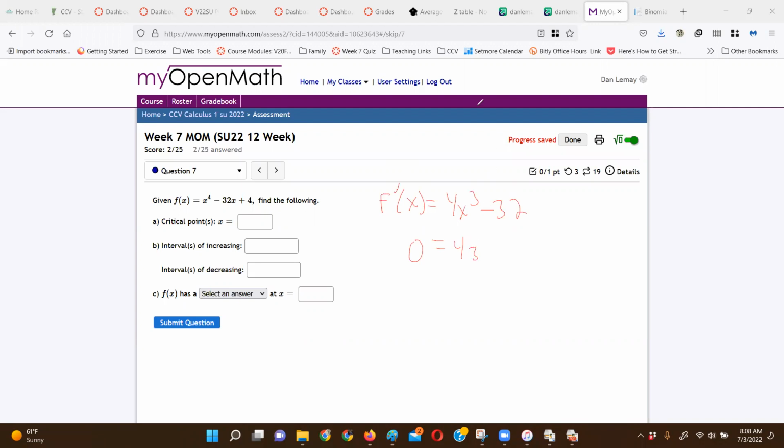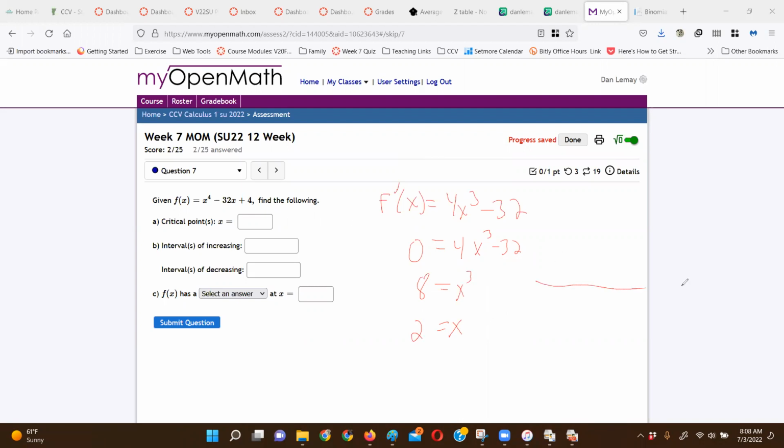4x cubed minus 32 equal to 0. I add 32, divide by 4, and I get 8. Then I take the cube root, so x is the cube root of 8, which is 2. That's the only answer, so there's only one critical point.